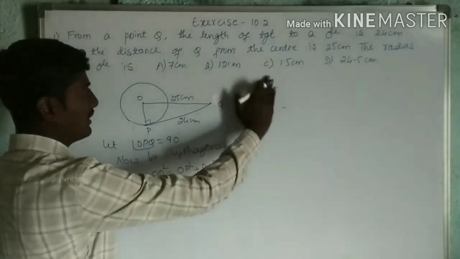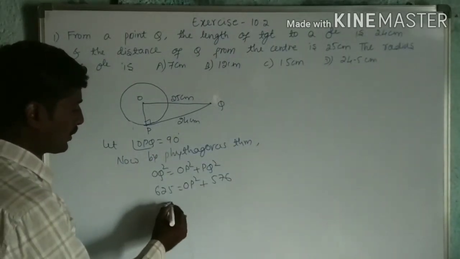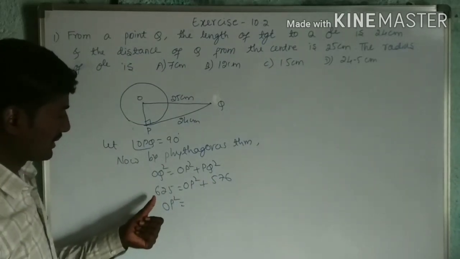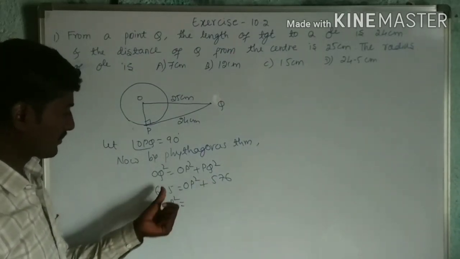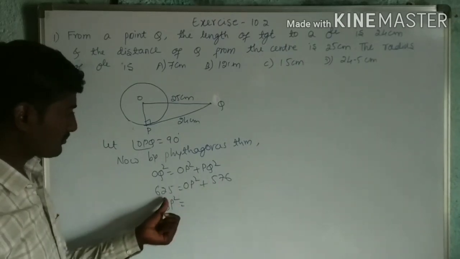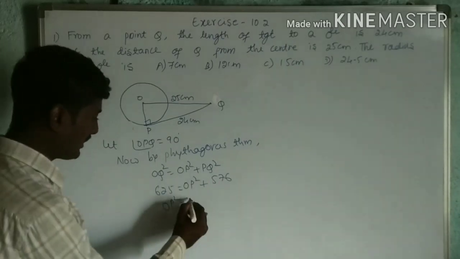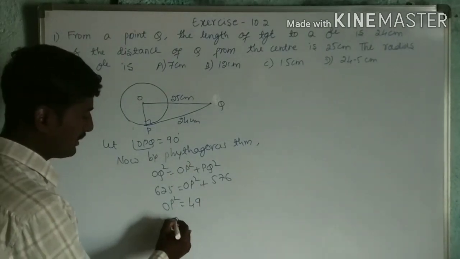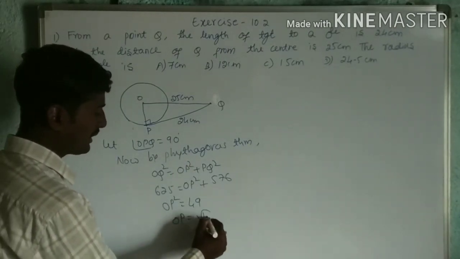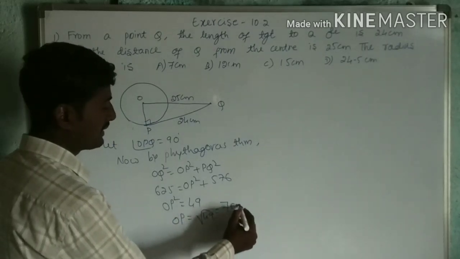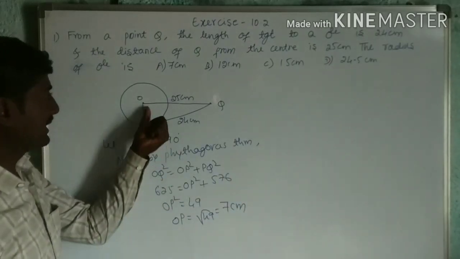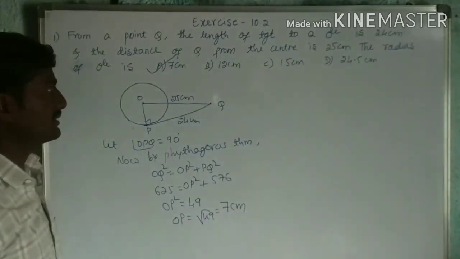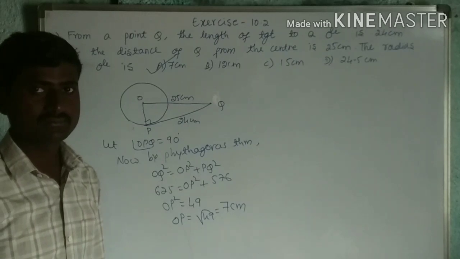576. Next, OP square is equal to 625 minus 576. This is 49. Am I right? OP square is 49. Then OP will be the root of 49, that is equal to 7 centimeters. So the radius of the circle is 7 centimeters. Therefore, the right answer for this is 7 centimeters.